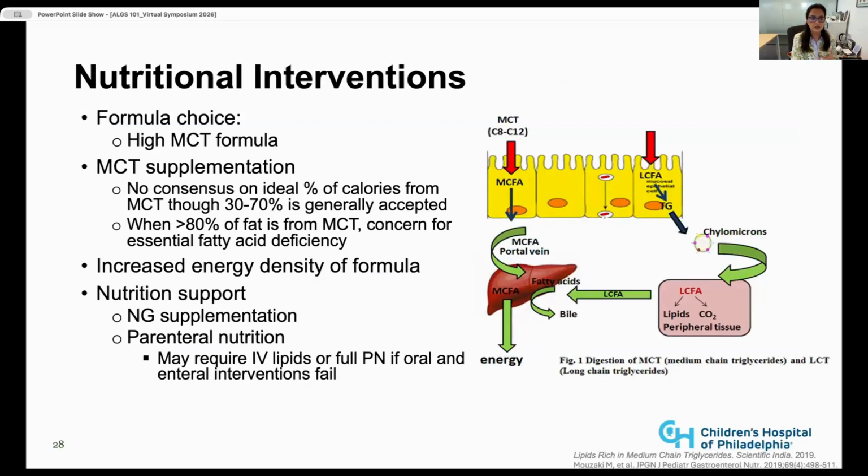We can try to use different types of lipids or fats in a formula. We try to use something called medium chain triglycerides, so a high MCT formula, because these have fats that are more easily absorbed in the setting of liver disease. We can also increase the caloric density of a formula. And quite often we have to also include having extra calories delivered via a tube or a gastrostomy through the stomach, and sometimes even intravenous nutrition as well.